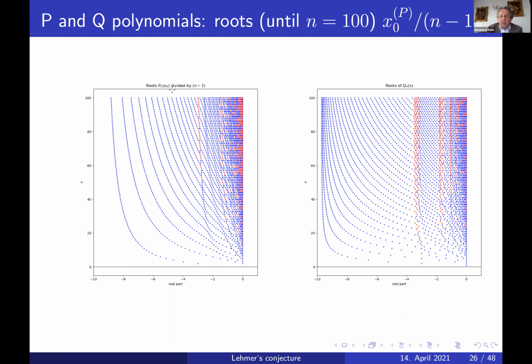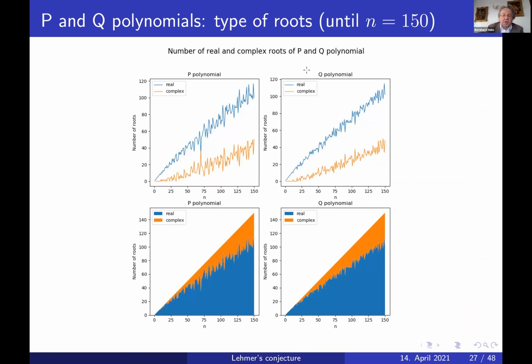And you see somehow that the complex roots are not completely arbitrary, especially these ones here. And now this is just to show you how many complex roots and how many real roots there are. So you can expect when n goes to infinity, there's already some proportion of complex roots, but we believe that the real roots are dominating.